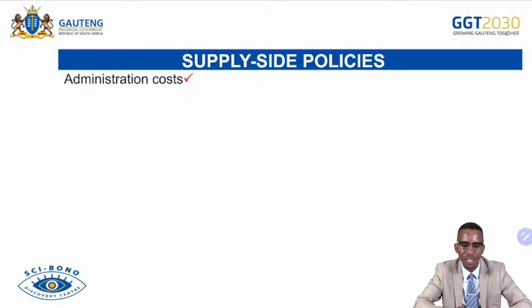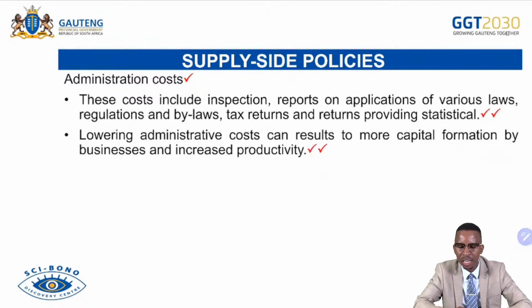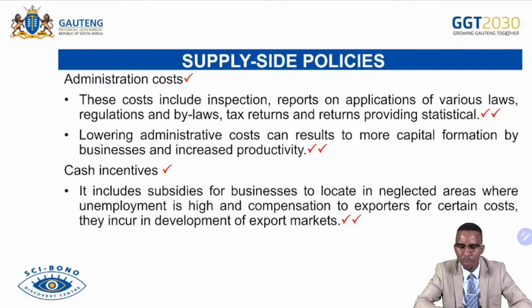And then cost of administration. These costs include inspection reports and application of various laws, regulations, bylaws, tax returns, and returns providing statistical information. Lowering administrative costs can result in more capital formation by business and increased productivity, which will increase the supply. Cash incentives include subsidies for businesses to locate in neglected areas where there is a high level of unemployment and poverty. Also for those locating to foreign markets where they will be exporting their goods and services.